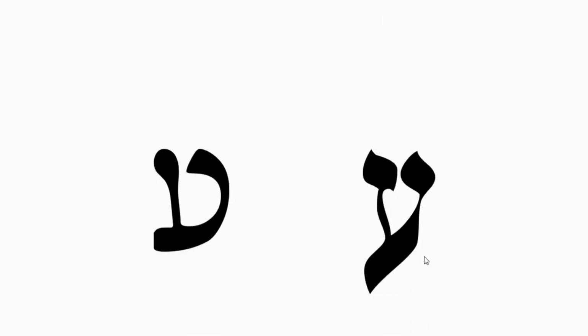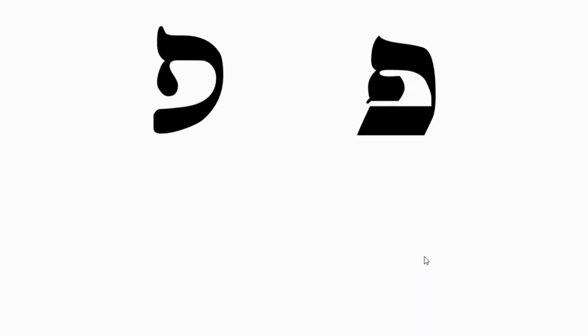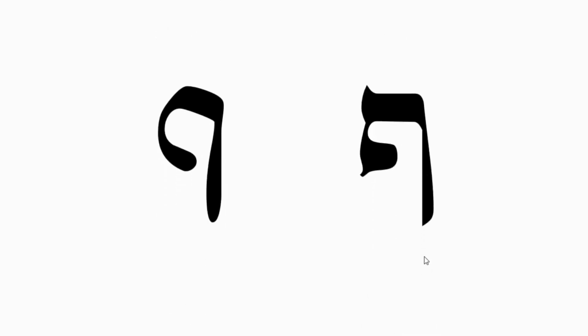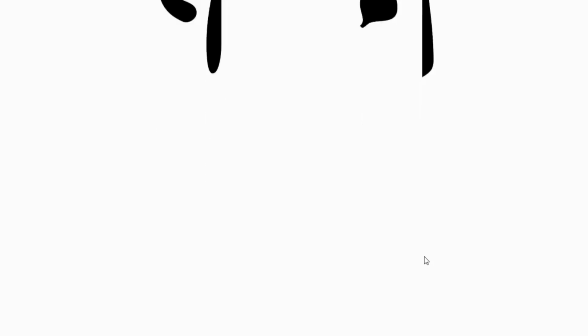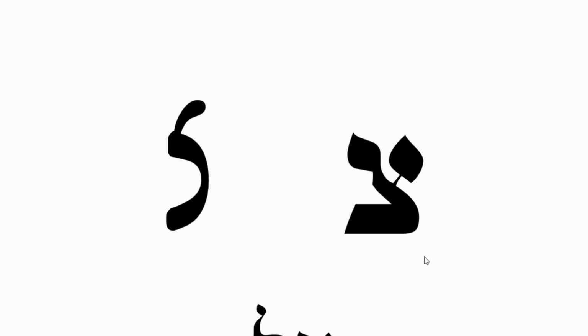Okay, let's keep going. Ein and ein look very much similar. Pei, fei look very much similar. The ender pei, the pei sofit. And of course here is the tzadi that I was referring to. Tzadi here. And the lamed has a head that goes straight up, and the tzadi has a head that hangs to the side, to the right. So if it's straight up, it is a lamed. If it hangs to the right, it is a tzadi.